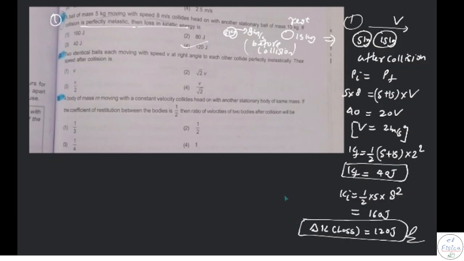Okay. Now we start with question number 2. In question number 2, it says that two identical balls, each moving with speed v at right angle to each other, collide perfectly inelastically.